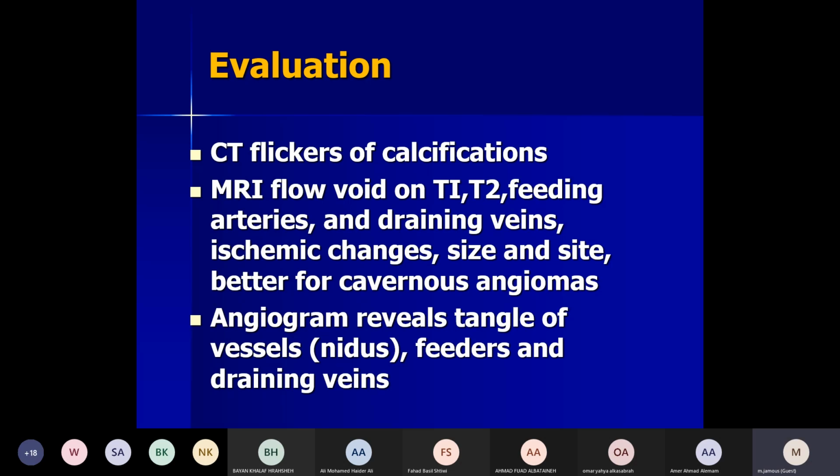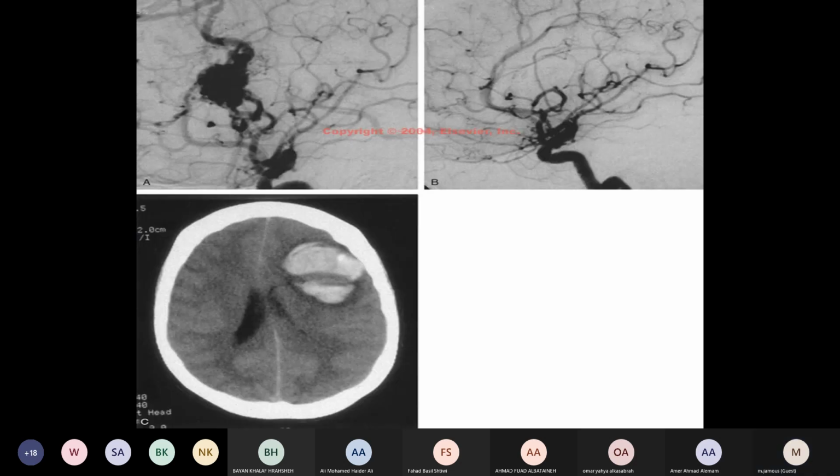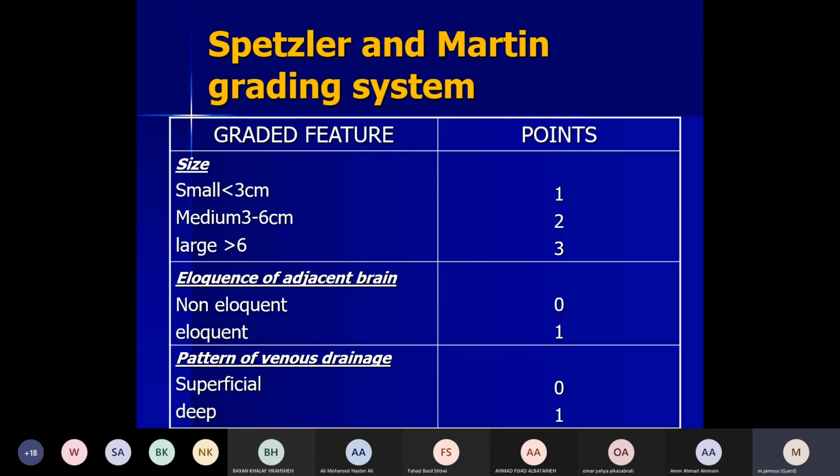On angiogram, as we mentioned, we can see the feeders, the nidus, and the draining vein. Here on CT scan, this is a patient with ICH. And when we do the angio, we can see the nidus and the draining vein with the feeding artery.